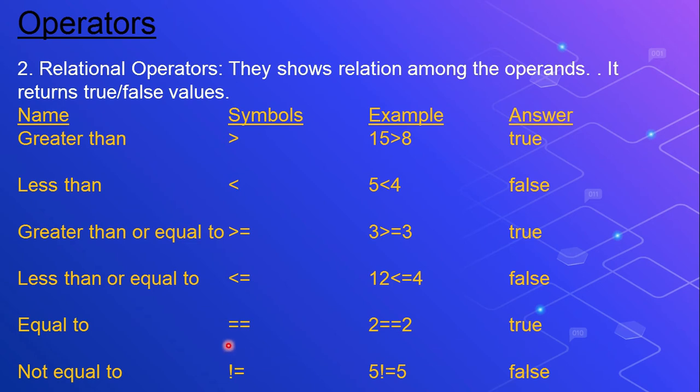Once again, there is a difference between single equal to and double equal to. Single equal to is an assignment operator, but double equal to is a relational operator and is used for checking the equality of two numbers or other things. Next one, not equal to. 5 not equal to 5. We are saying 5 is not equal to 5. It is actually false, so false will be returned.